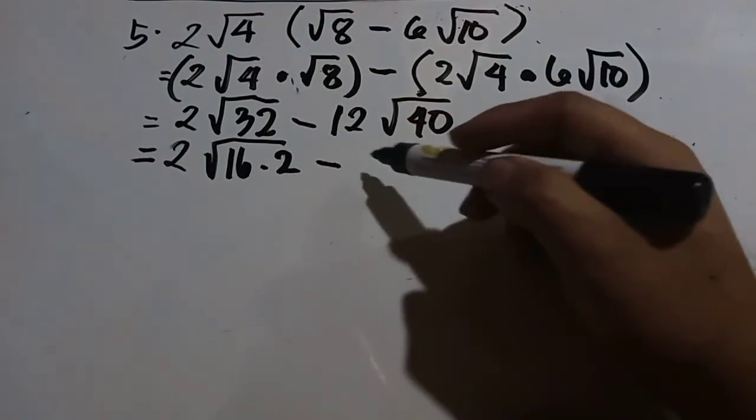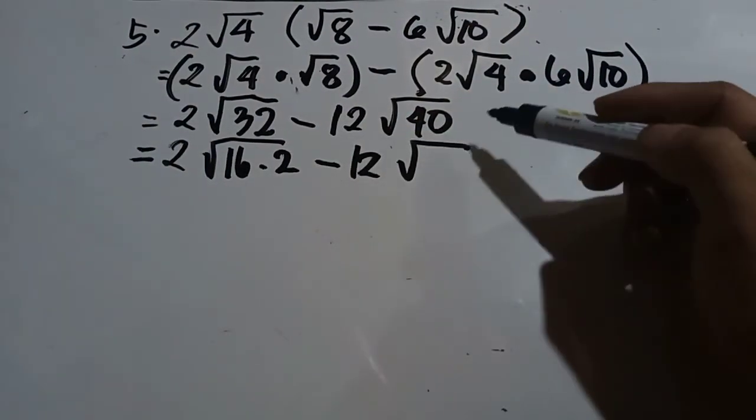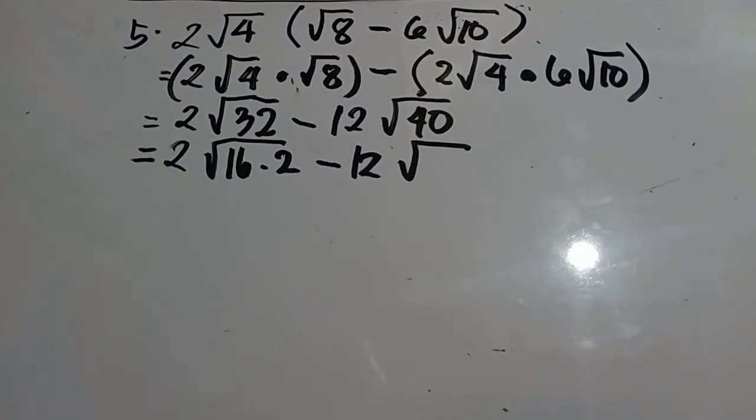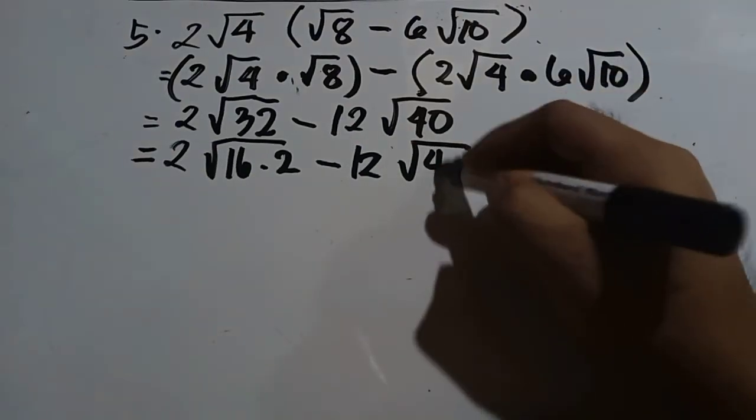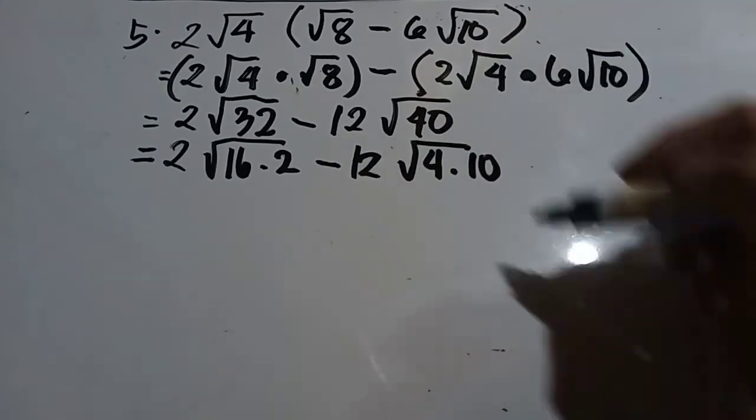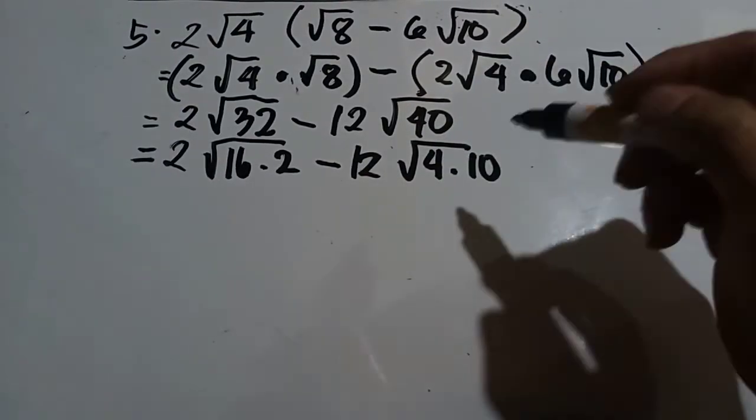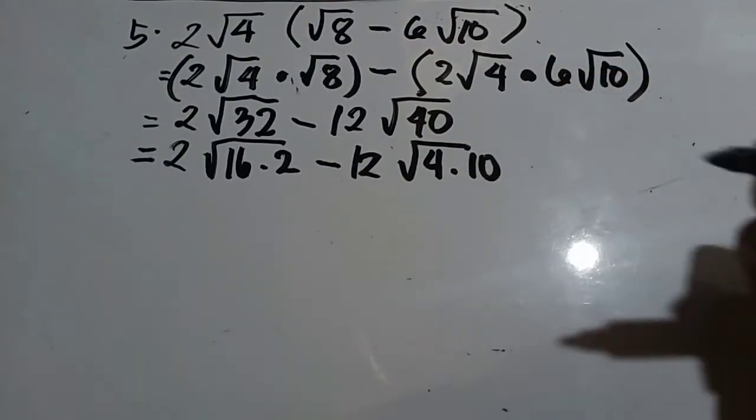Alright, next is minus 12. Factor ng 40, that is what? Anong factor ng 40 na mayroon siyang perfect square? So we have 4 times 10. 4 times 10, that is 40. And 4 is a perfect square kasi 2 times 2, that is 4.